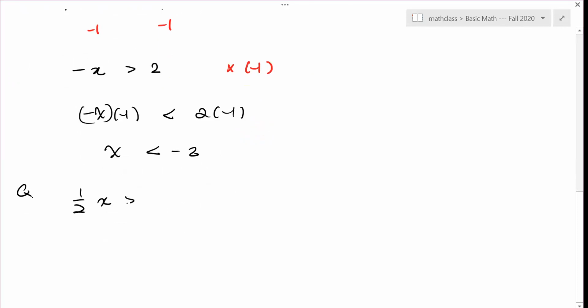Let's take a look at this inequality. I'm going to let you try first, okay? The coefficient here is just a fraction, not an integer.